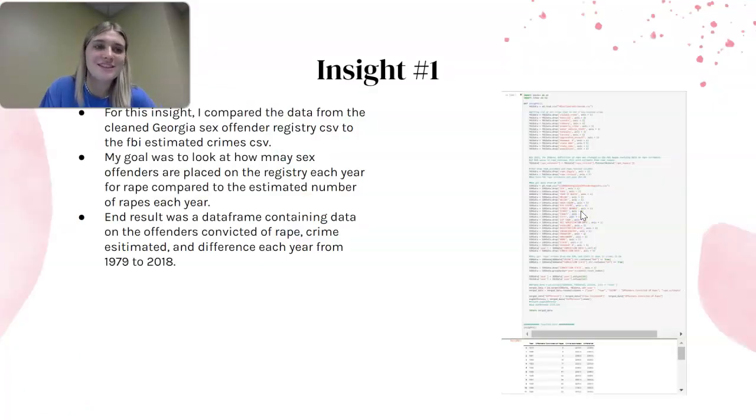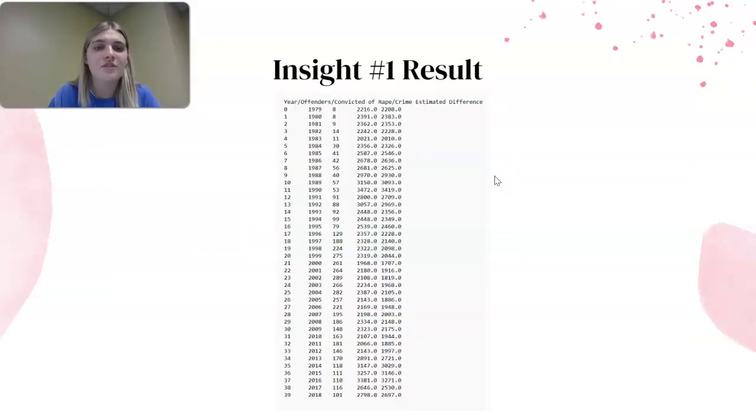Okay, now for the next part, which is my data analysis section. So my first insight, I compare the data from the clean Georgia Sex Offender Registry CSV to the FBI estimated crime CSV. So specifically, I wanted to look at how many sex offenders are placed on the registry each year for rape compared to the estimated number of rapes each year. The end result was a data frame containing data on the offenders convicted of rape, the crime estimated amount, and then the difference each year from 1979 to 2018. Here's what the final result looked like.